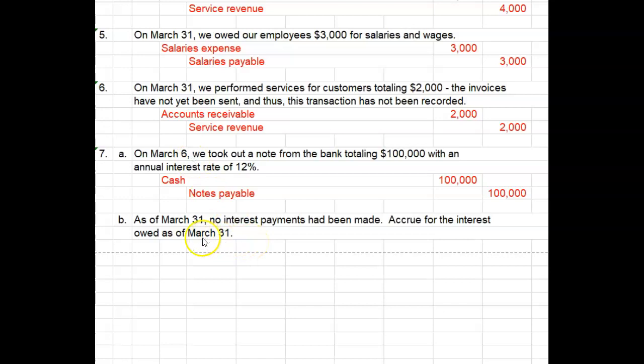But as of March 31st, no interest or principal payments have been made. We need to accrue the interest expense as of March 31st, one month's worth of interest expense. You remember the formula from previous lectures: principal times rate times time. Go ahead and calculate it and write your adjusting journal entry.